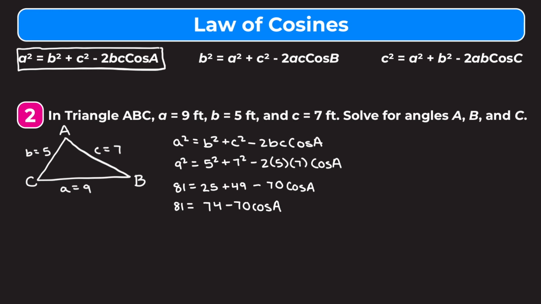So what we're going to do is we want to subtract 74 from both sides. So we're going to take away 74 from both sides of our equation. On the left side, 81 minus 74 is going to give us 7. And on the right side, we have negative 70 times the cosine of A. And now what we're going to do is divide both sides of our equation by negative 70.